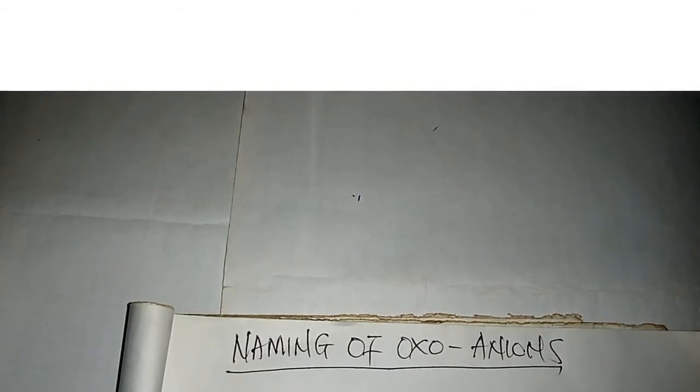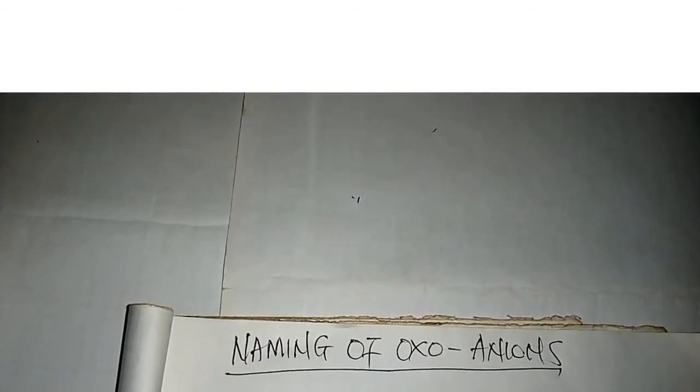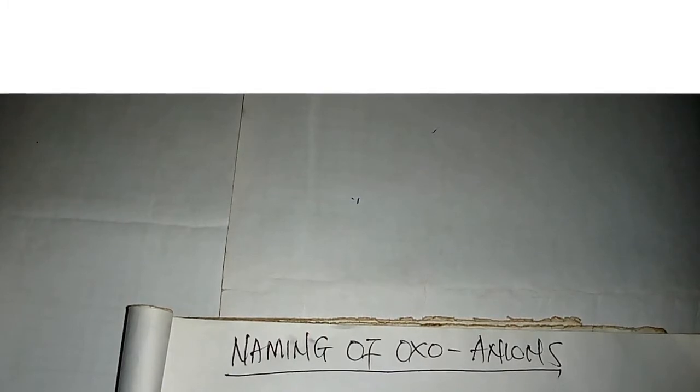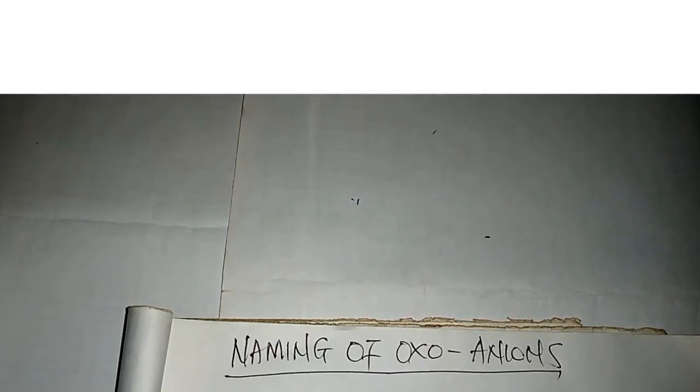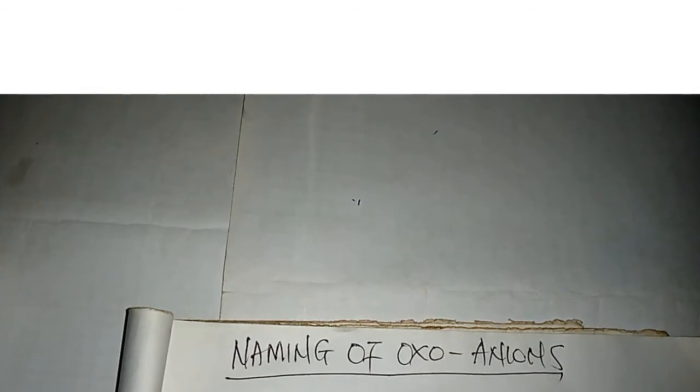Rule one is very important here. Rule one states that the names are based on the oxidation state of the central atom and the number of oxygen atoms bonded to it. So you need to calculate the oxidation state of the central atom and also know the number of oxygens bonded to the central atom before we can give a name to a particular Oxo-Anion.